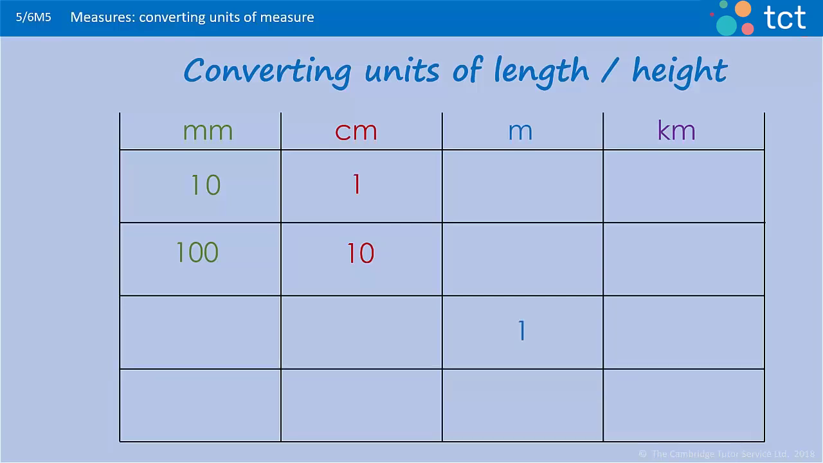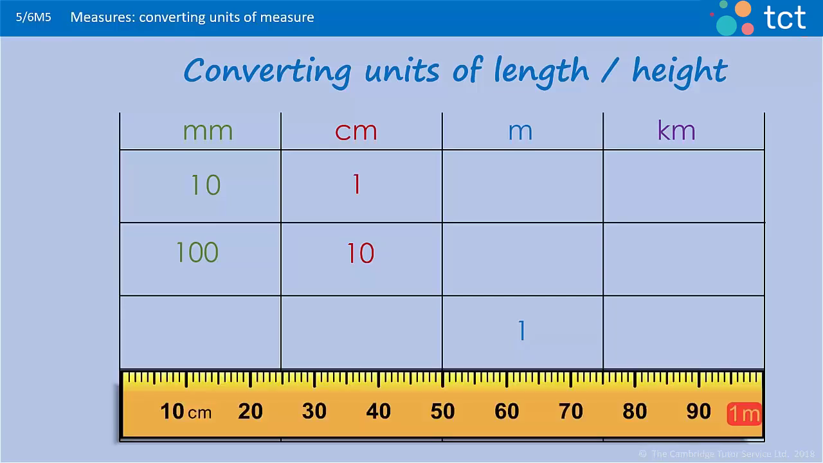Moving on to metres. Sometimes you need to convert from centimetres to metres, and sometimes from millimetres to metres. So we're going to look at both. If we imagine that this is a metre stick, you can see that in that metre we have 100 centimetres. We need 100 times more centimetres to cover the same space for every metre. 1 metre is 100 centimetres.